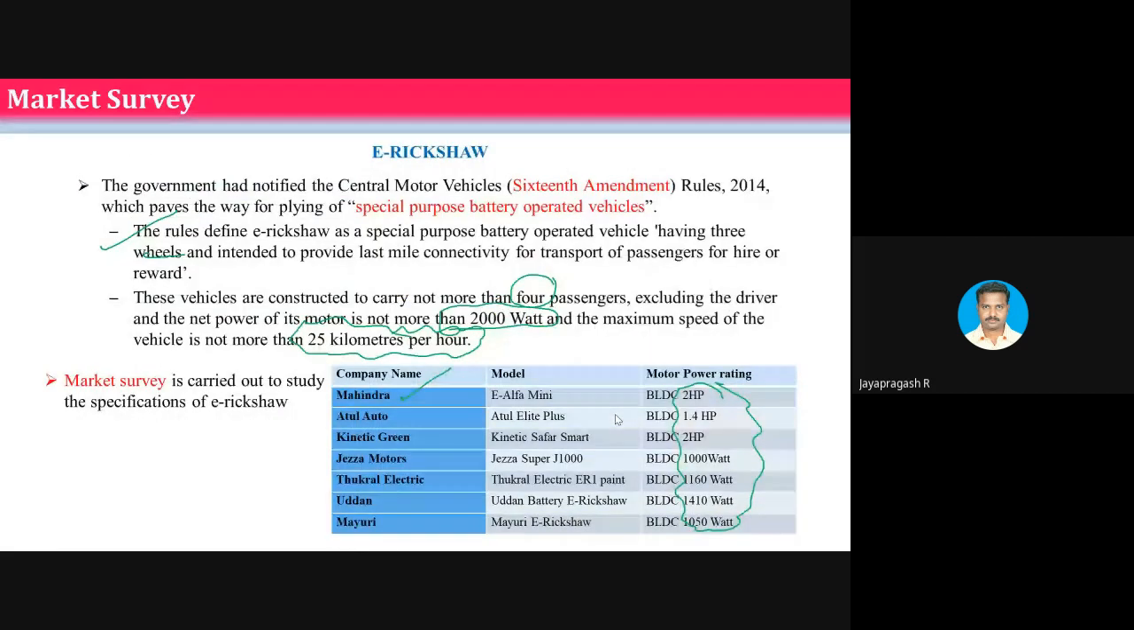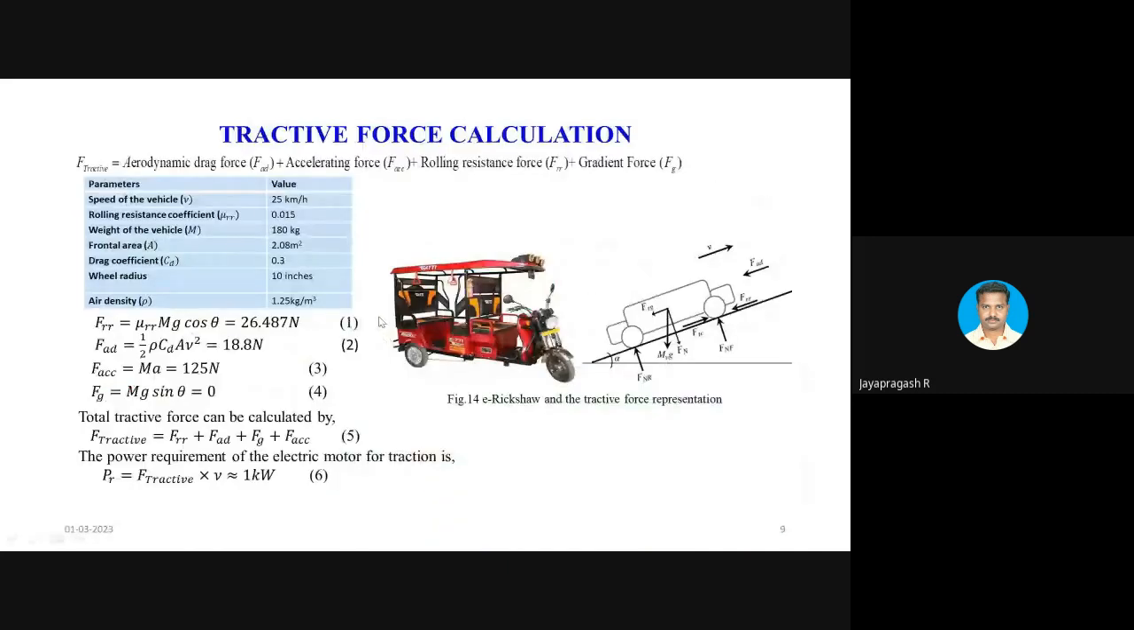Right? So from this market survey we came to know the limitation with the power rating and the limitation with the speed. Right, now let us fix the power rating and speed for the SRM based electric powertrain. So to fix the power rating, first we should calculate the tractive force.